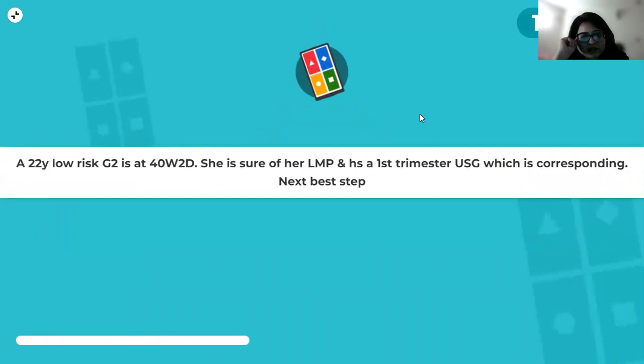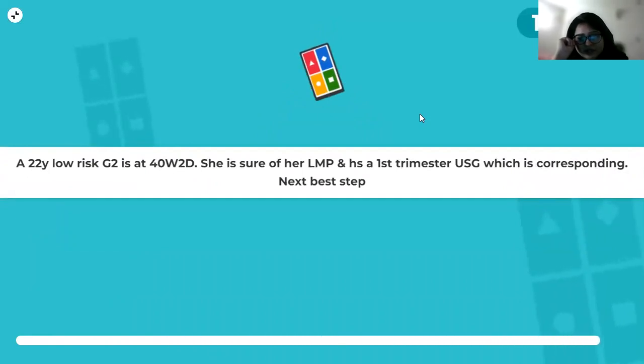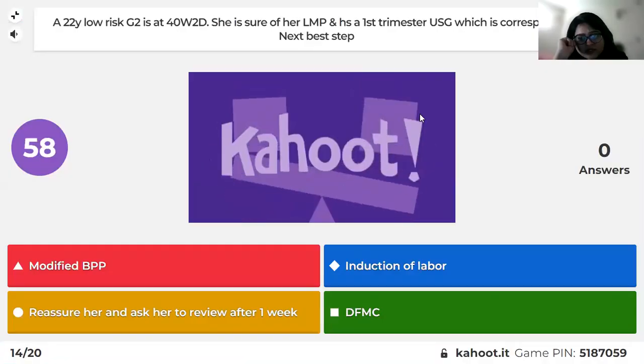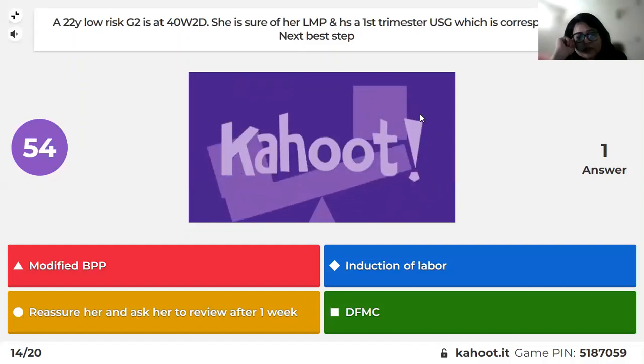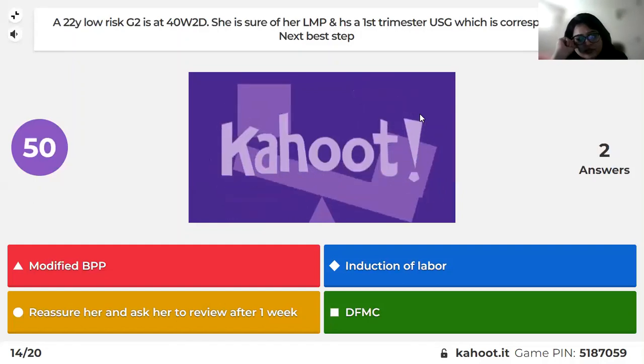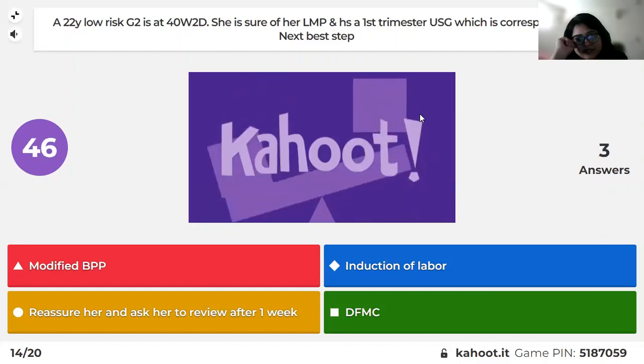22-year-old low risk gravida 2 is at 40 weeks 2 days. She is sure of her LMP and has a first trimester scan which is corresponding. What is the next best step? So she's 40 weeks 2 days. What will you do next? Will you do a modified BPP, induce labor, reassure her and ask her to come after 1 week, or do a DFMC? What is the next best step?